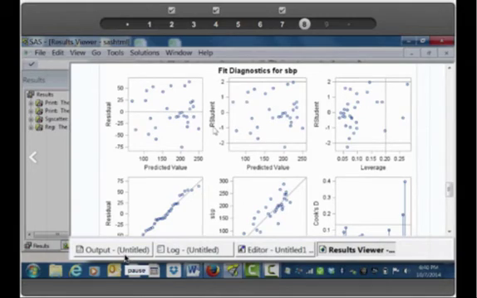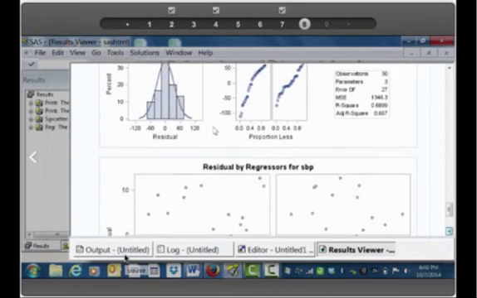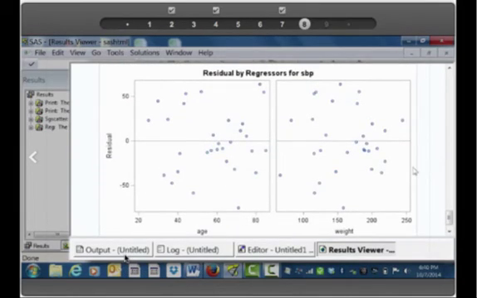I want you to look at the residuals for the model. Let's scroll down and let's look at this one. Residuals for SBP, the residual plots for age and weight, and tell me whether or not you think that a linear model is a good fit for age and weight as a linear model predicting SBP, and tell me why or why not.